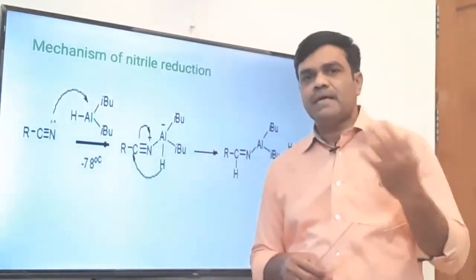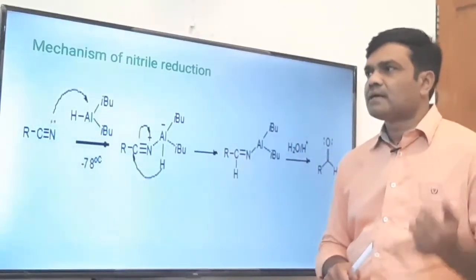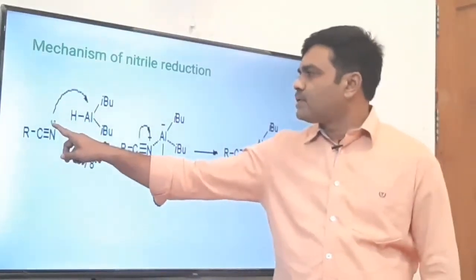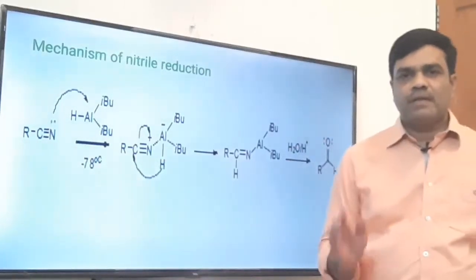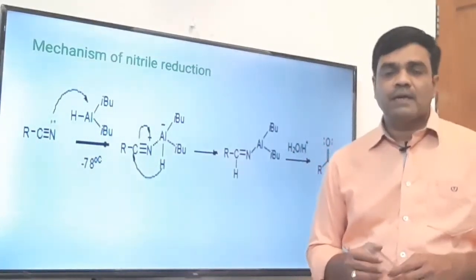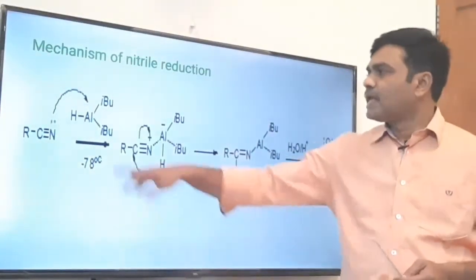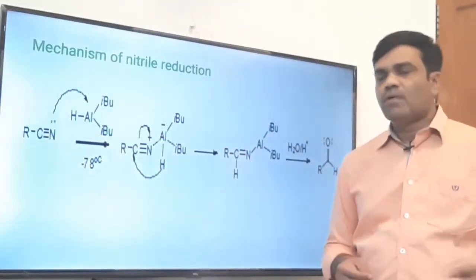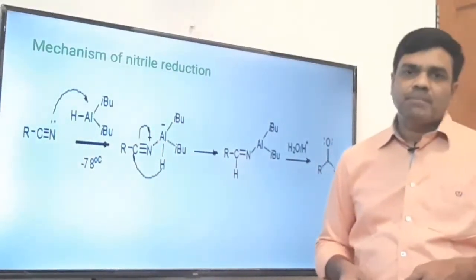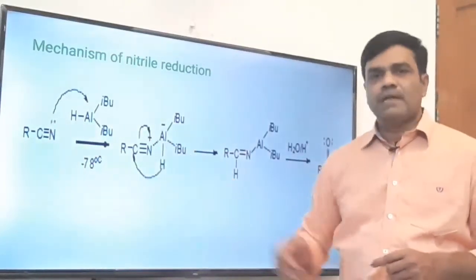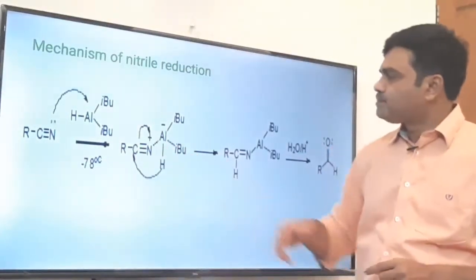The first step is the same as that of the previous ones we discussed, that is ester and amide. The nitrogen here will donate its lone pair to the aluminum. Here in the C≡N, nitrogen is a lone pair containing atom which donates its lone pair. It is a Lewis base and aluminum is a Lewis acid. The coordinate bond is formed between nitrogen and aluminum. What will be the charge on the nitrogen after donation of the lone pair? Of course, it will have the positive charge, deficiency. We get this type of moiety.